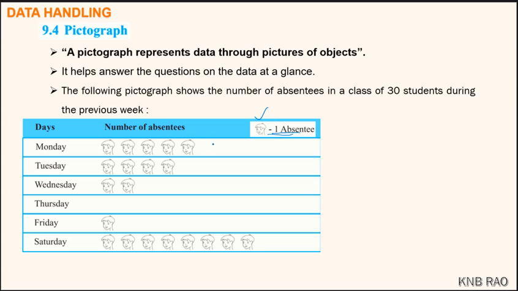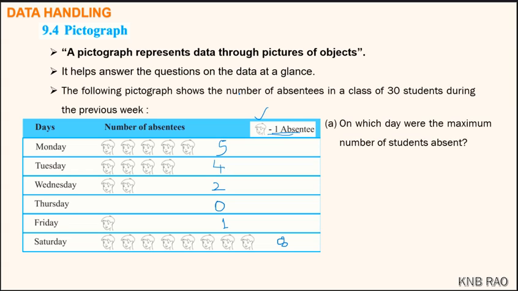Which means on Monday I have 5 students absent, on Tuesday 4 students absent, on Wednesday 2 students absent, on Thursday no student is absent, on Friday 1 student is absent, and the maximum you could find on Saturday, because there are many faces drawn there. So how many students are absent on Saturday? 8 students are absent. So this is how we can count easily.